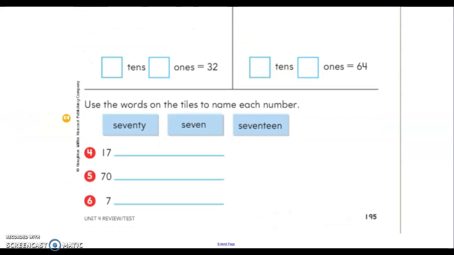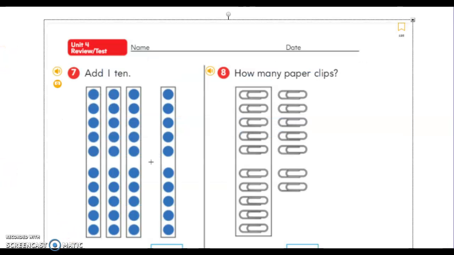Okay? For numbers 4, 5, and 6, you need to use the words on the tiles to name each number. So here we have the word 70, 7, 17. You have to write the word next to the number that it belongs next to. Okay?